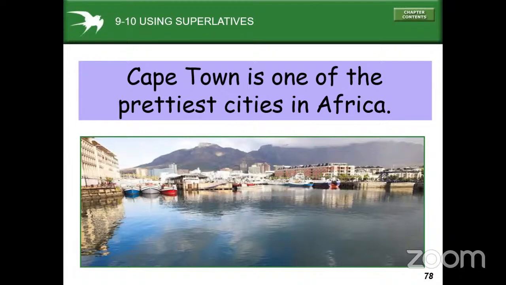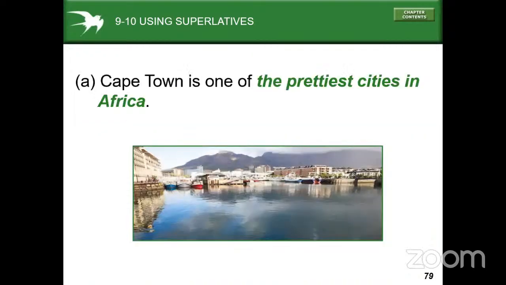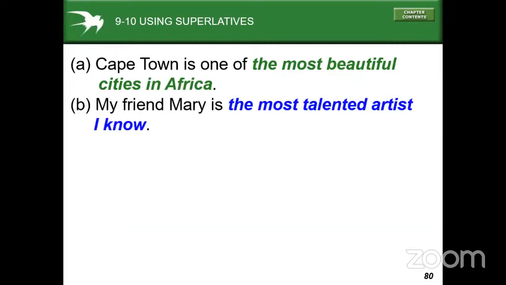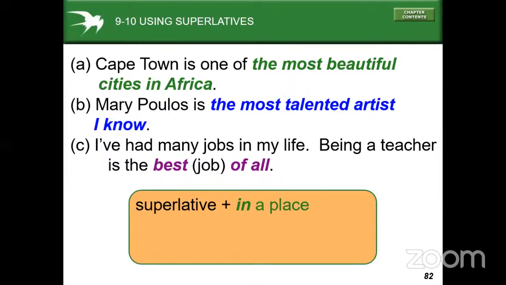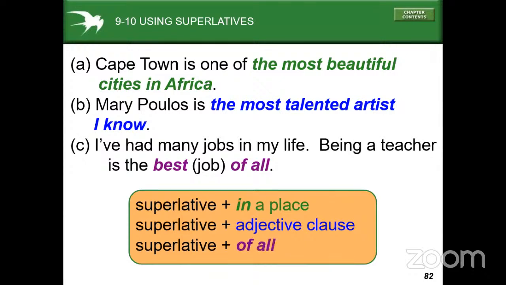Cape Town is one of the prettier cities in Africa. Cape Town is one of the prettiest cities in Africa. We can say Cape Town is one of the most beautiful cities in Africa. My friend Mary is the most talented artist I know. I have many jobs in my life. Being a teacher is the best job of all. Superlative plus in plus a place. Superlative plus adjective clause. Superlative plus of all.